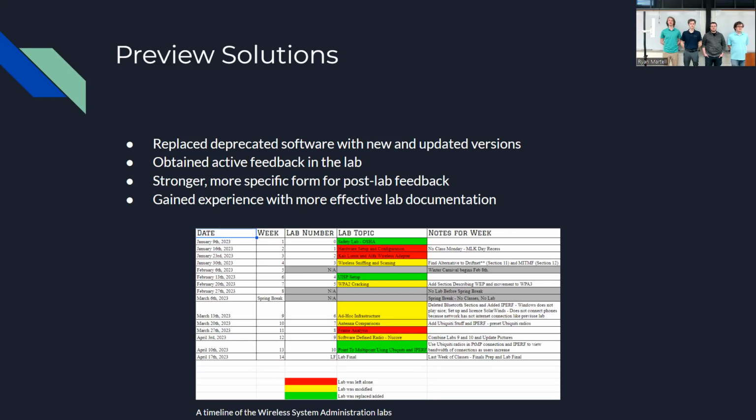To solve the feedback issue, we used a two-pronged approach. The first was to take a very active role during the lab, taking feedback from students as they're doing the lab. And the other is to introduce a much stronger, more detailed feedback form for the post-lab feedback. And in terms of solving the lack of experience in writing lab documentation, that just improved as we wrote more labs and changed them for the better.